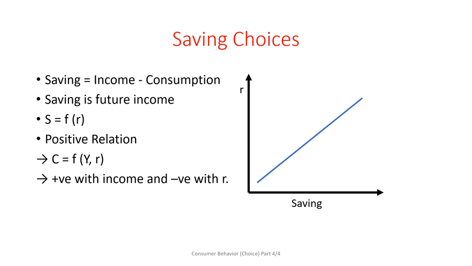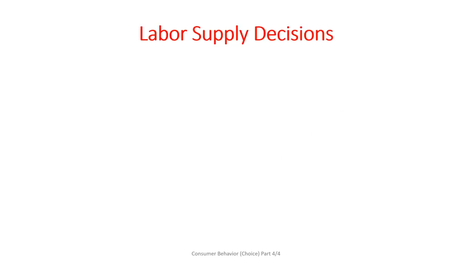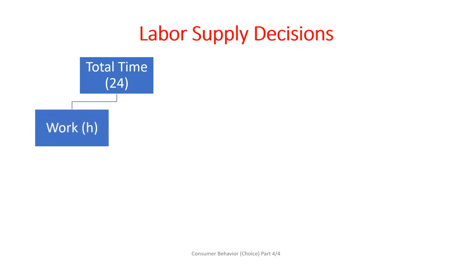Now, the second topic, which is labor supply decisions. That is, how households decide how much labor to supply. We first need to keep a few things in mind. First of those things is that we have a total of 24 hours of time in a day. We can allocate these 24 hours between work and leisure.